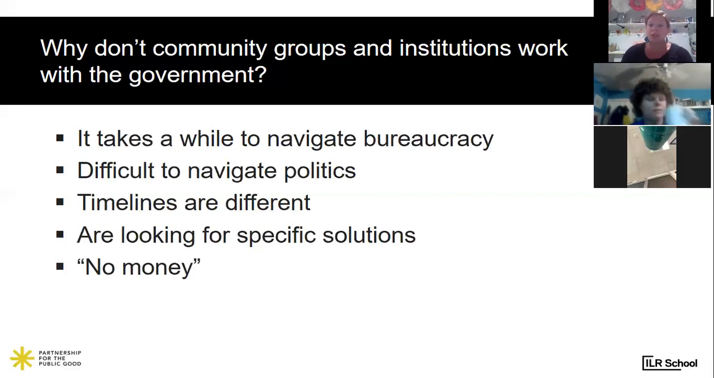They might be looking for a specific solution. Again, it could relate back to politics, or it could relate to something else. For example, if they're looking for ways to improve the environment, are they going to encourage biking, or invest in greener buses or establish more trains? These are different specific solutions that might not align with what community groups or institutions of higher education really want to look into, investigate, or advocate for.